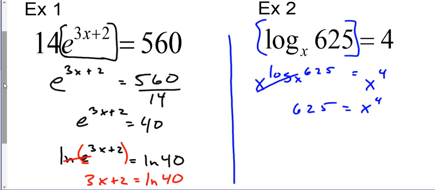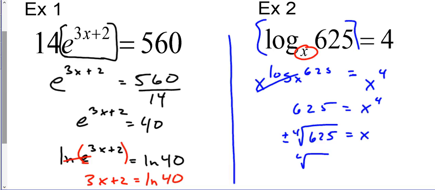Now, when we have this, we're going to take the 4th root of 625, and that equals x. When you take the 4th root, you bring a plus or minus. However, you have to know that when you have a log, the base has to be greater than 1, or at least it cannot be negative. So what we have right there is simply the 4th root of 625, which equals 5.